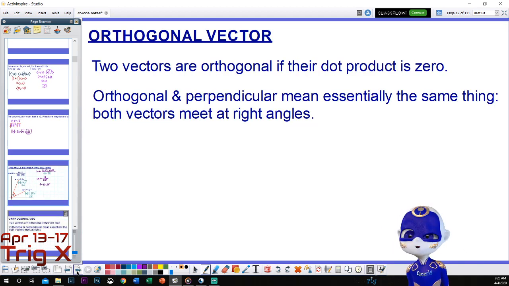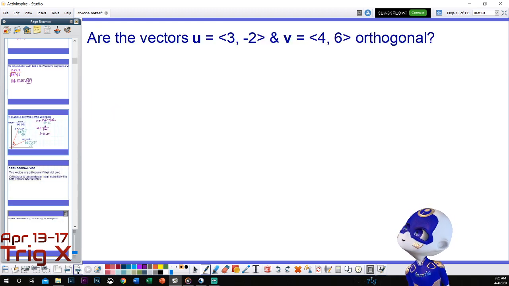All right, orthogonal vectors. These two vectors just mean that they're perpendicular. They create perpendicular 90-degree angles. So two vectors are orthogonal when their dot products are 0. So we have to figure out, are u and v here orthogonal? All we do is take the dot product and see if it equals 0.